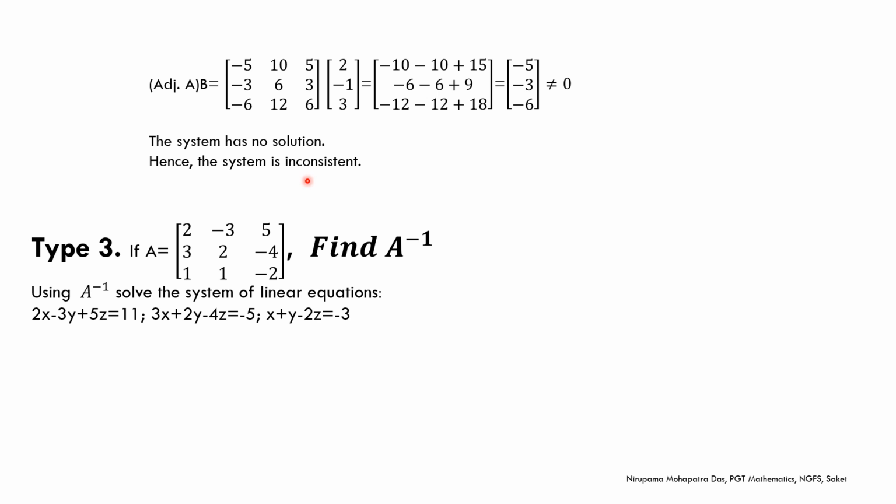Now next, type 3. In type 3, we are given a matrix A and asked to find A inverse. That is the first part of the question. The second part is, using A inverse, solve the system of linear equations. If you have a look at it, here 2, minus 3, 5, 3, 2, minus 4, and 1, 1, minus 2. It means in this case your coefficient matrix is the same as the A matrix.